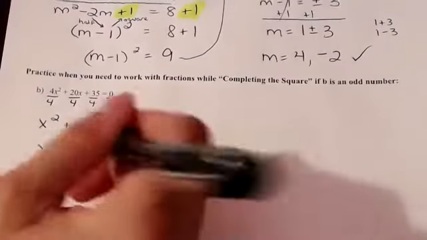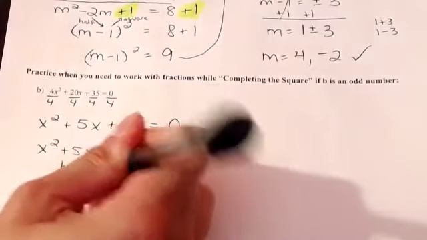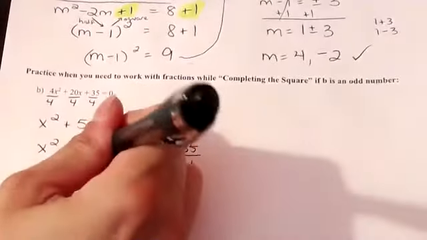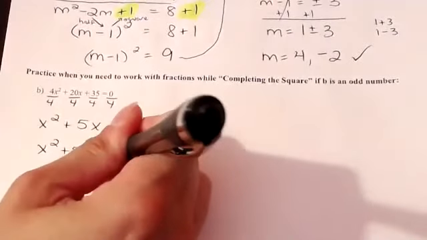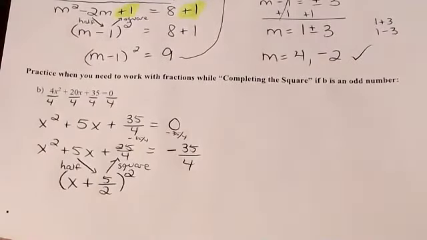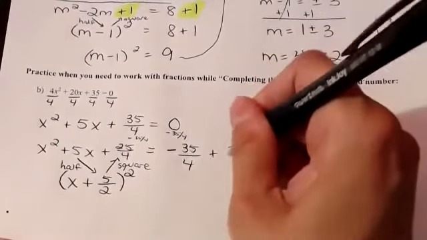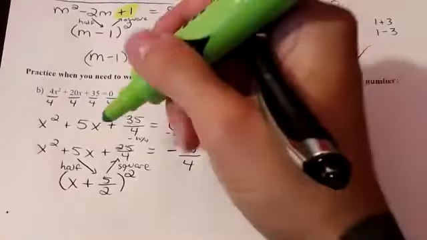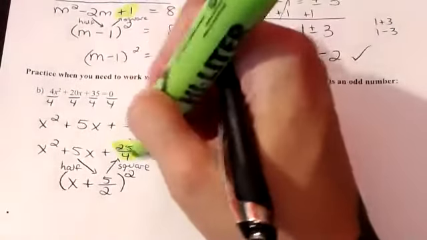We still have to square it. We still have to square 5/2. 5/2 times 5/2 is 25/4. 5/2 squared is 25/4. What you do to one side, do to the other. Add that 25/4. So I'm going to highlight that on both sides.